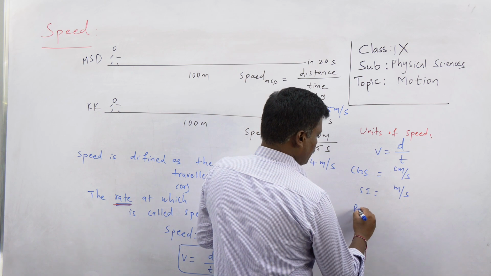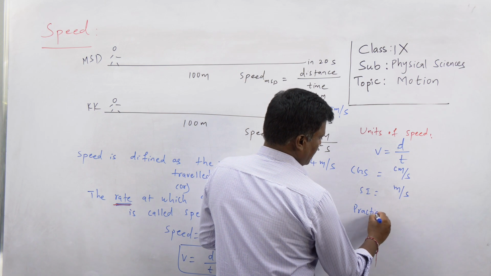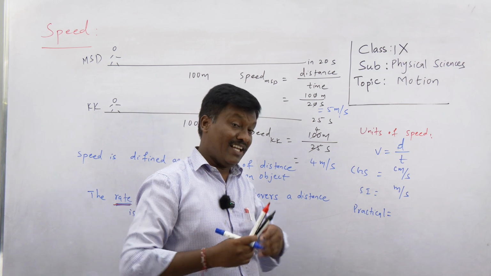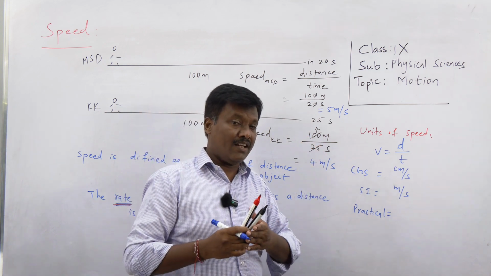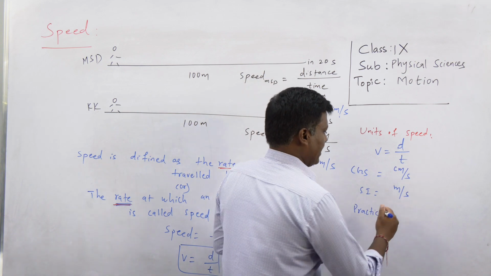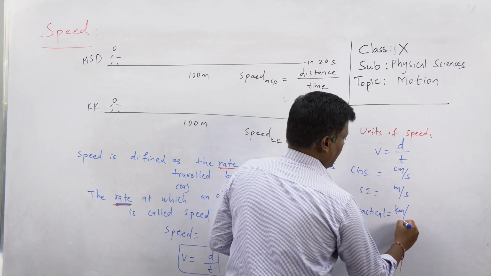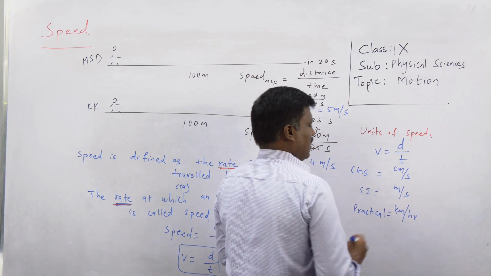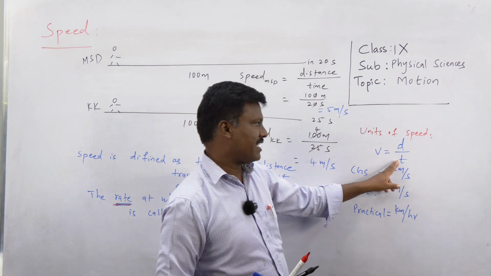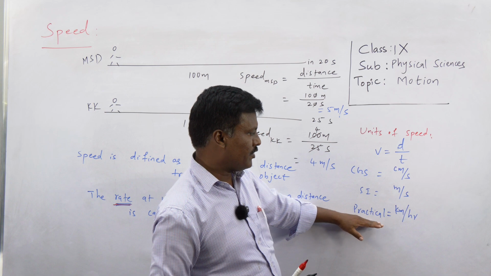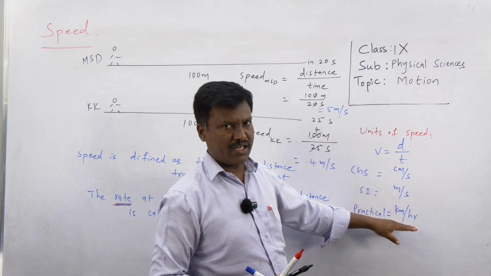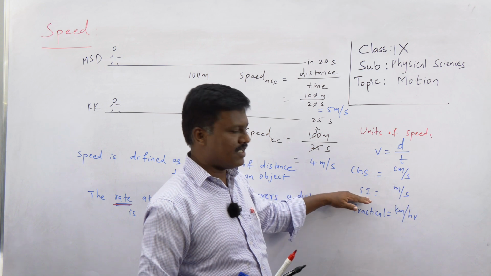And the practical unit. Generally, when you travel in cars or trains, they don't travel only meters. They travel kilometers, and they take hours of time. That is why we are taking kilometer and hour. Kilometer per hour. Kilometer is the practical unit of the distance. Hour is the practical unit of the time. So this is a practical unit. Practically, objects travel with this particular unit, kilometer per hour. It is not the CGS unit, it is not the SI unit.